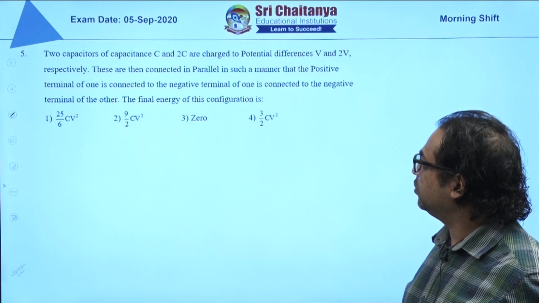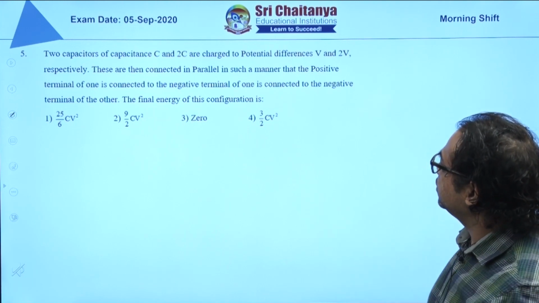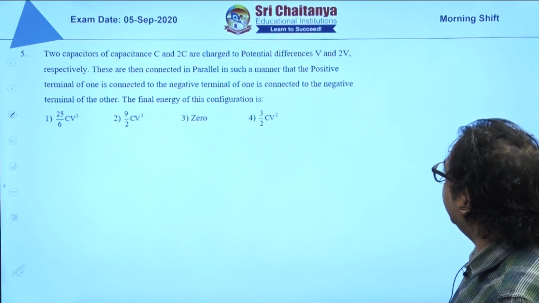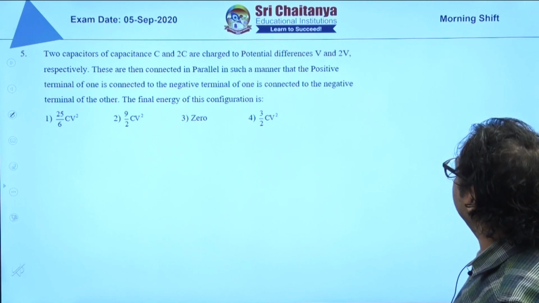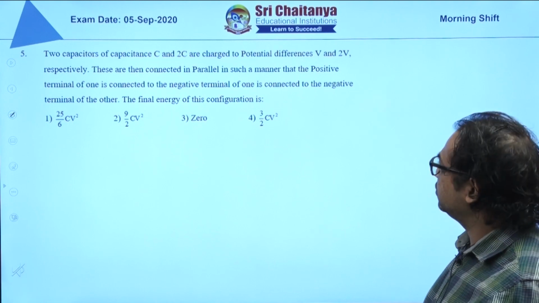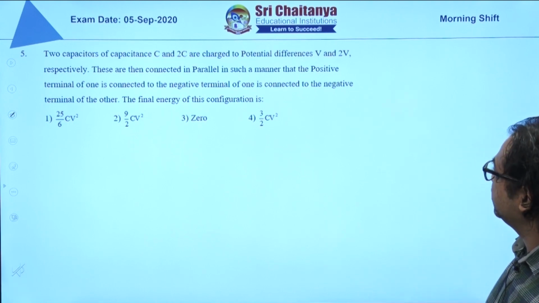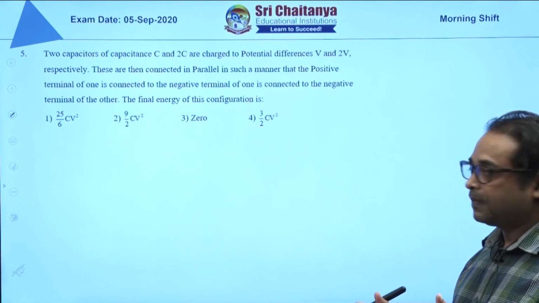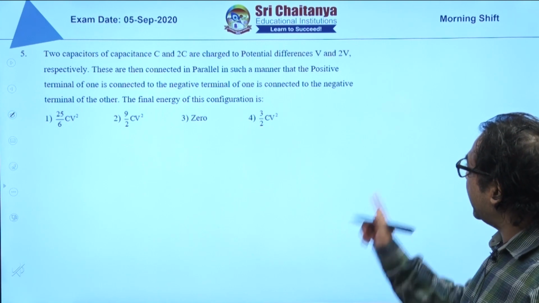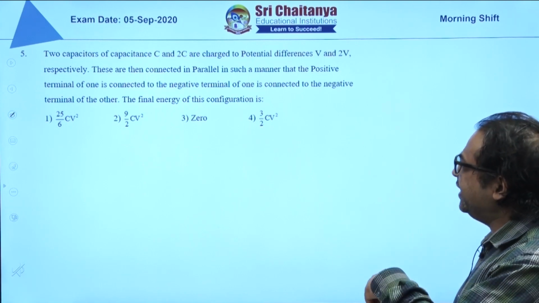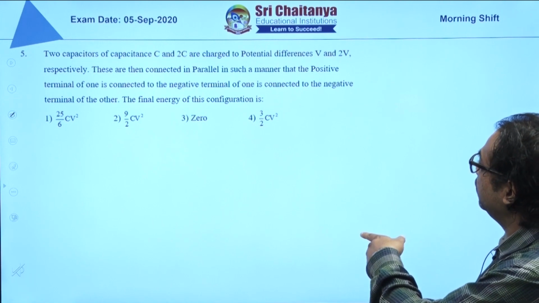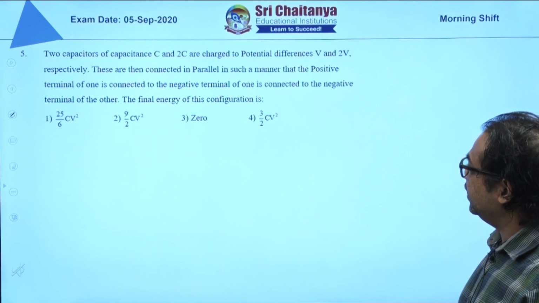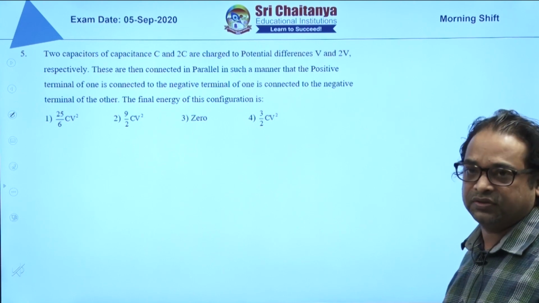So, now we will go to question number 5. Here it is given that two capacitors of capacitance C and 2C are charged to potential V and 2V. So, these are then connected in parallel in such a manner that positive terminal of one is connected to negative terminal of the other. What is the final energy of this configuration?